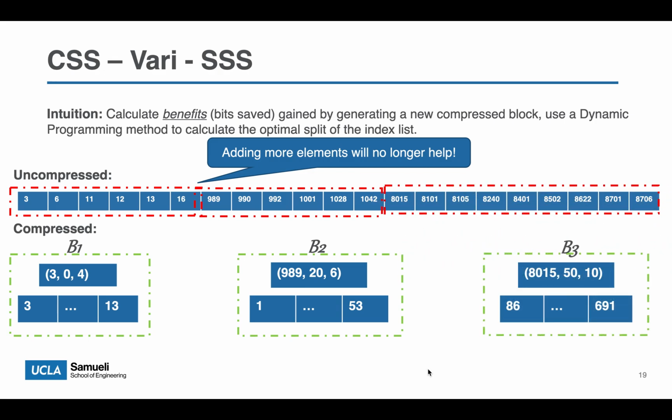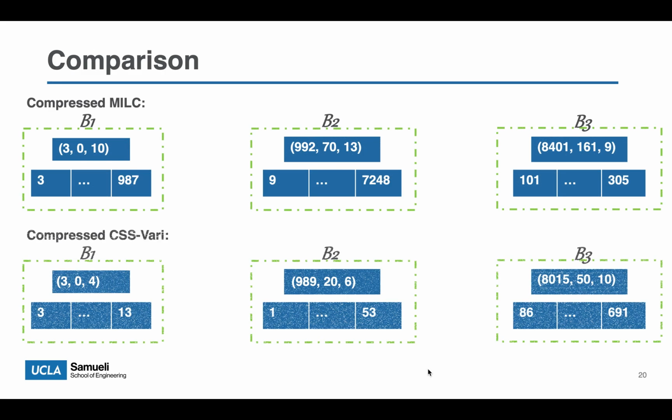So a key thing to notice here is that now we're compressing different lengths of elements. This is due to the nature of the CSS vary, because we use the DP method to determine the best split. In comparison to MLC, our compressed CSS vary will save more space. Instead of 10 bits used here, each element now only takes 4 bits to store in B1. And instead of 13 bits here, each element now only takes 6 bits to store in B2.